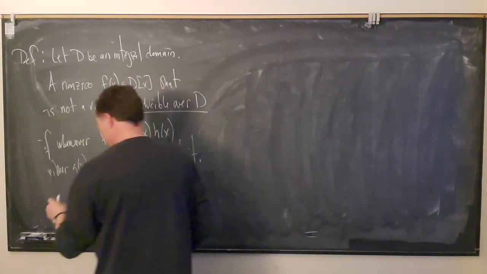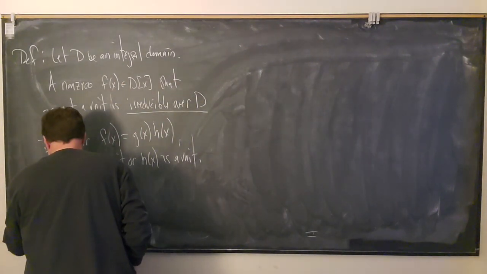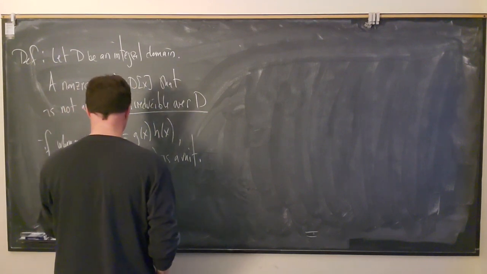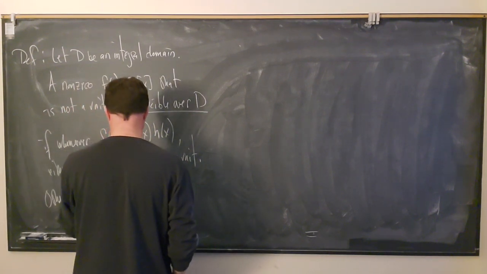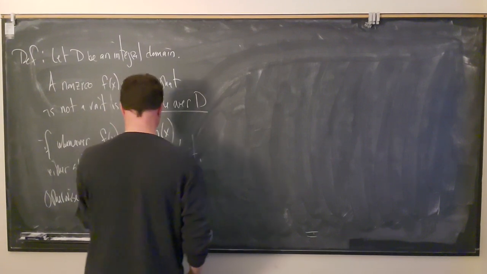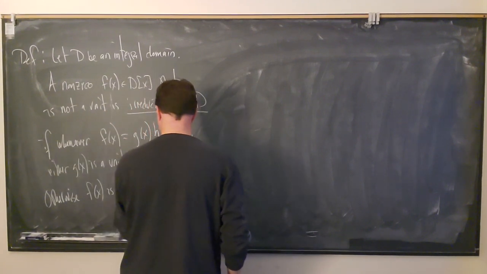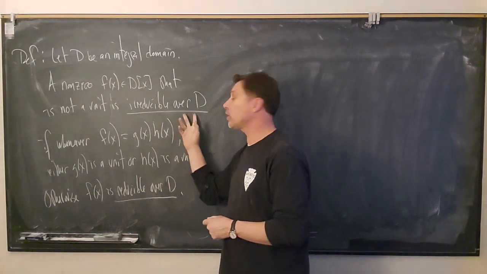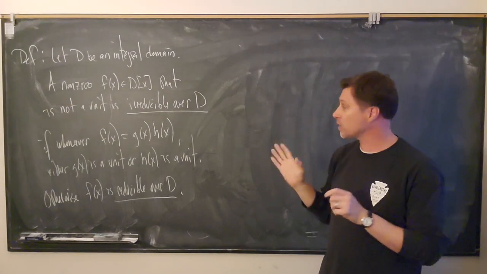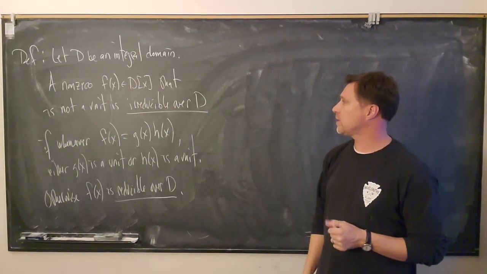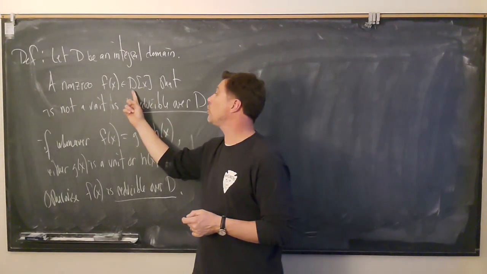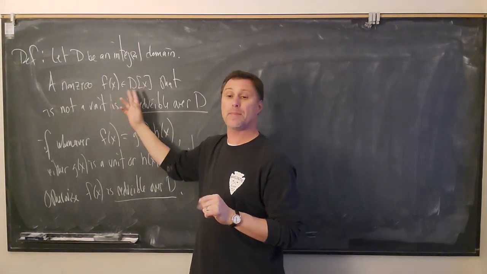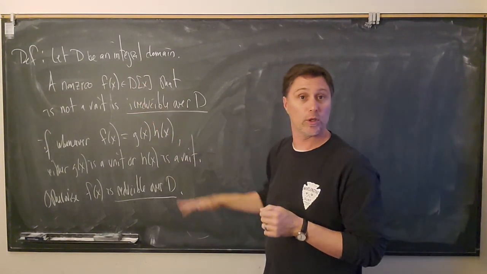And so to finish off this definition, we say otherwise f of x is reducible over D. Now notice I've underlined not just the word irreducible and reducible, I've underlined the over D part. And that's actually important because what we'll see is it's possible, depending on who your ring of coefficients is, the same polynomial may be reducible in some settings and irreducible in other settings.